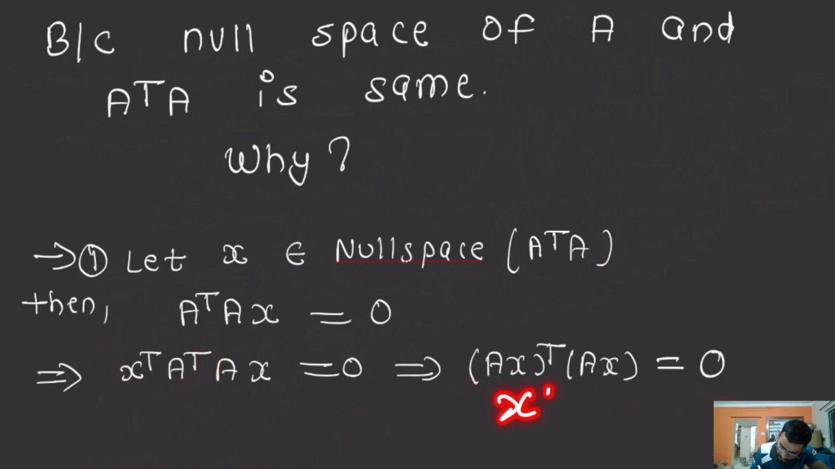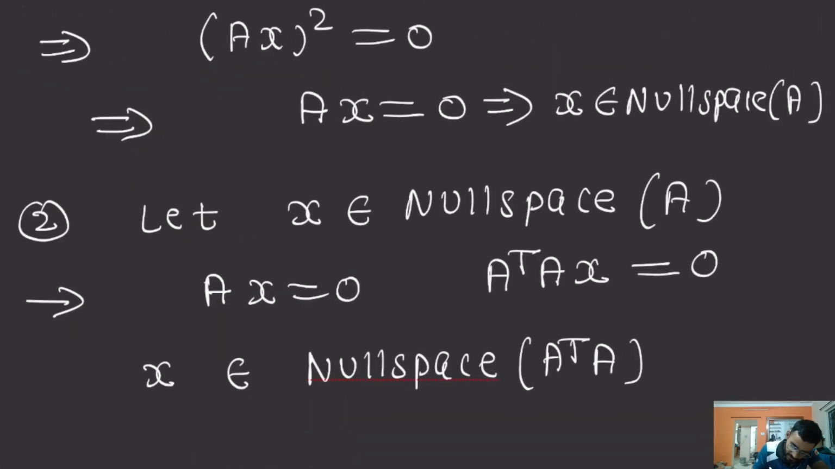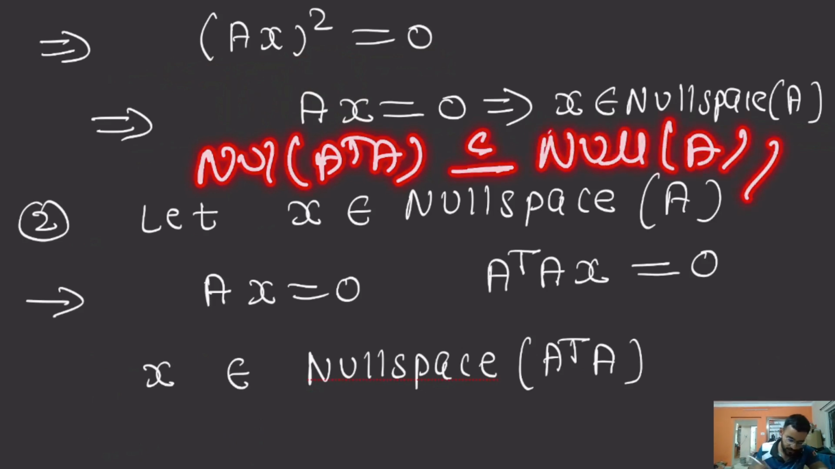Okay, x transpose x can be written as norm of x squared. So this is that norm of Ax squared is equal to 0, which indicates that Ax is equal to 0, which means x belongs to the null space of A also. Hence we can say that the null space of A transpose A is a subset of the null space of A. Okay, this can be said.